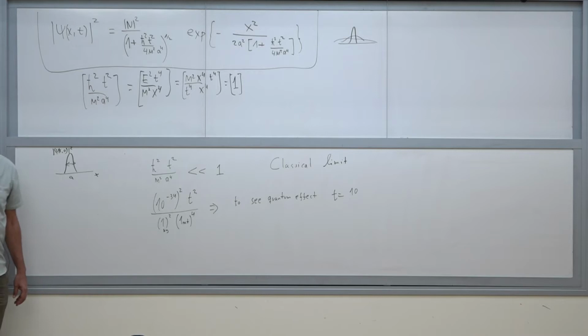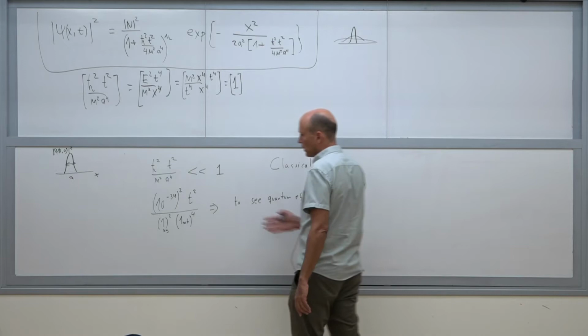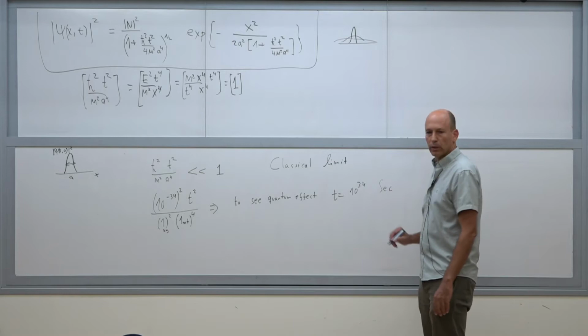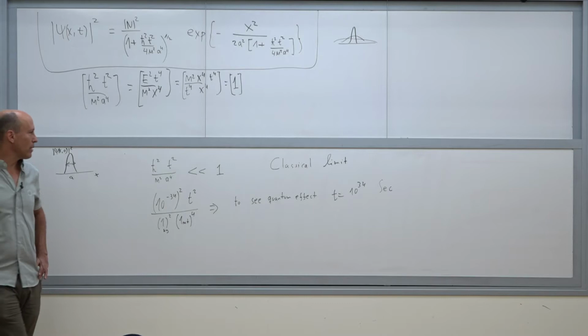So you see here, if this is 1, this is 1, 10 to the minus 3, this is 2, then when 10 to the 34. Where does this 34 come from? It comes from h bar. How old is the universe in your opinion? Well, in Bar-Ilan it might be dangerous to ask, but it's 10 billion years, and that's roughly 10 to the 17 seconds. So this is much longer than the age of the universe.